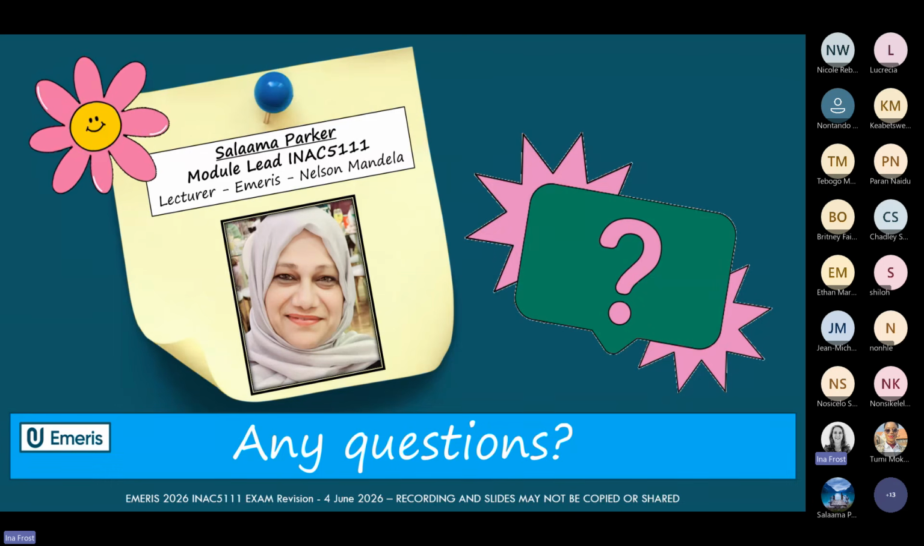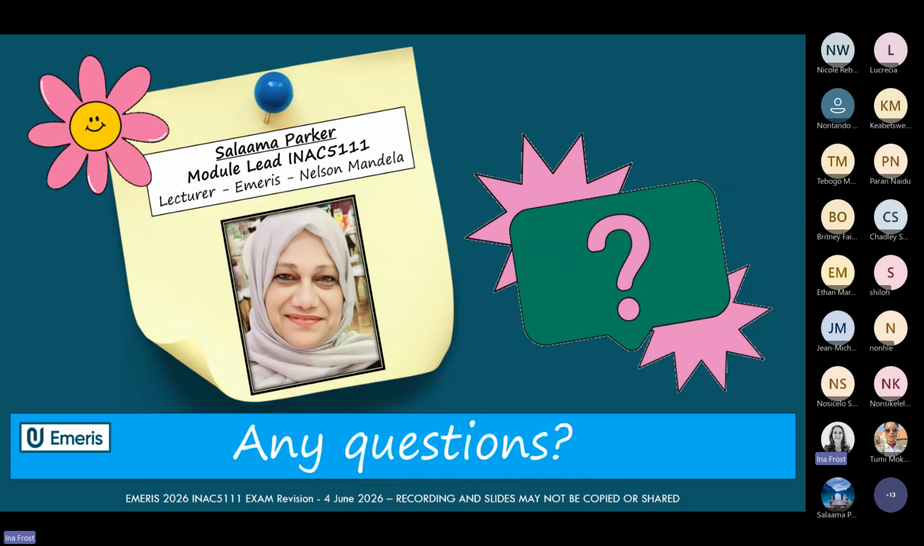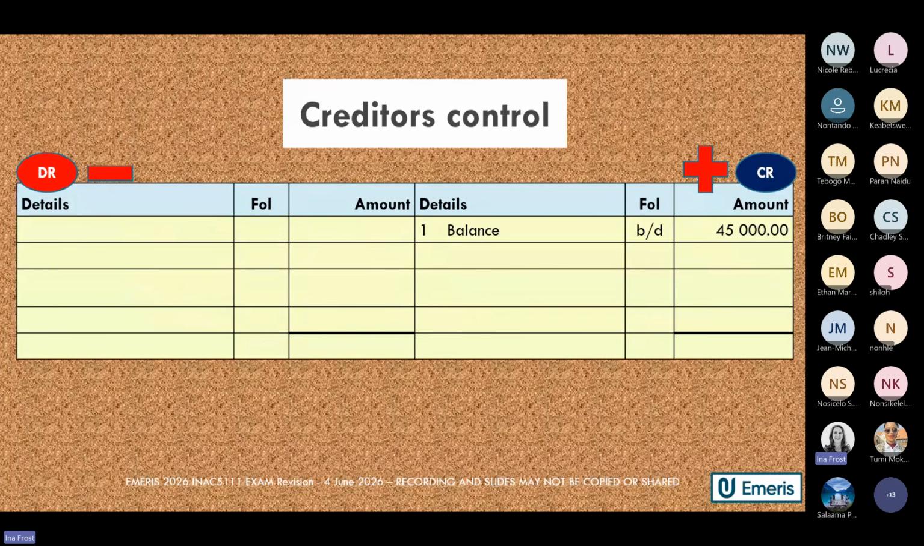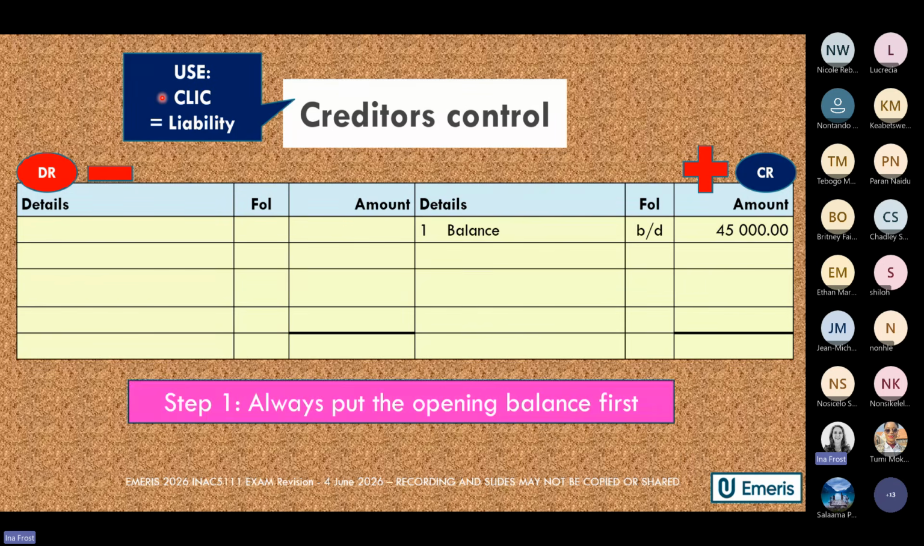Saloma was just telling us about using DEAD CLIC, and in my next slide we're going to show you again exactly what we mean when we talk about DEAD CLIC. So when we prepare a creditors control account in the general ledger, as Saloma said, we use our DEAD CLIC rules, and for a liability like creditors control, we specifically use CLIC. And when we do any general ledger account, we can always apply our 3 steps.